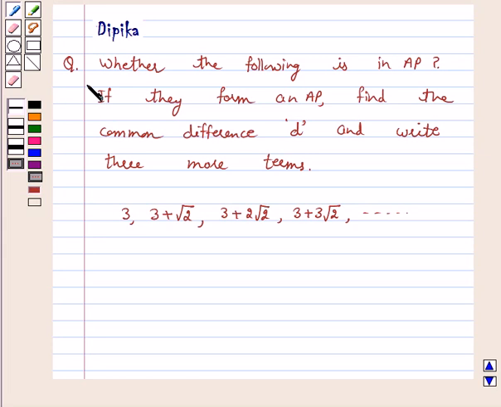The question says whether the following is an AP. If they form an AP, find the common difference D and write three more terms: 3, 3 plus root 2, 3 plus 2 root 2, 3 plus 3 root 2 and so on.